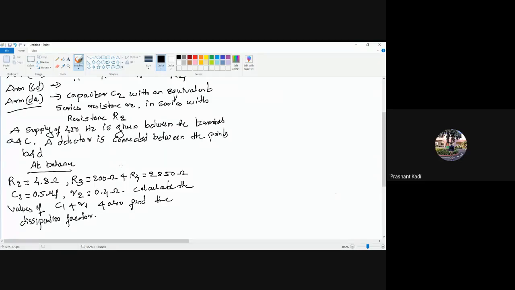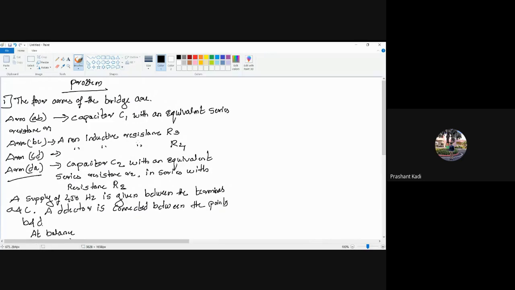See, read the question carefully and you need to draw the bridge circuit. Remember, they won't give the bridge circuit. So based on the information, you only draw the bridge circuit. Let us go first step by step. Let us take the first arm. The first arm is arm AB.